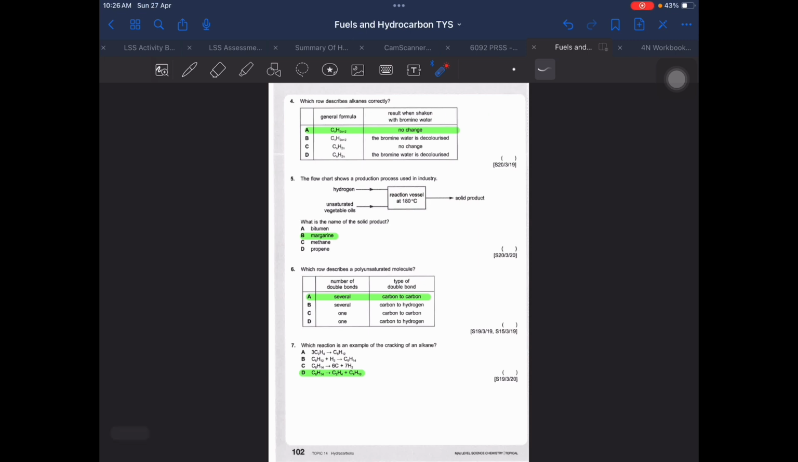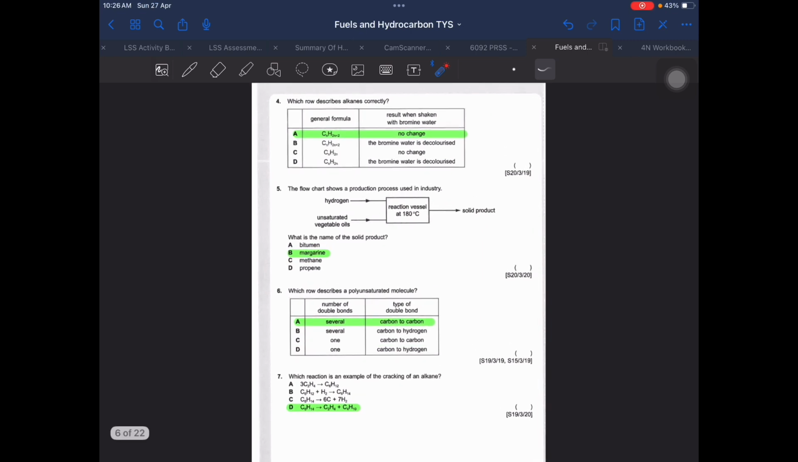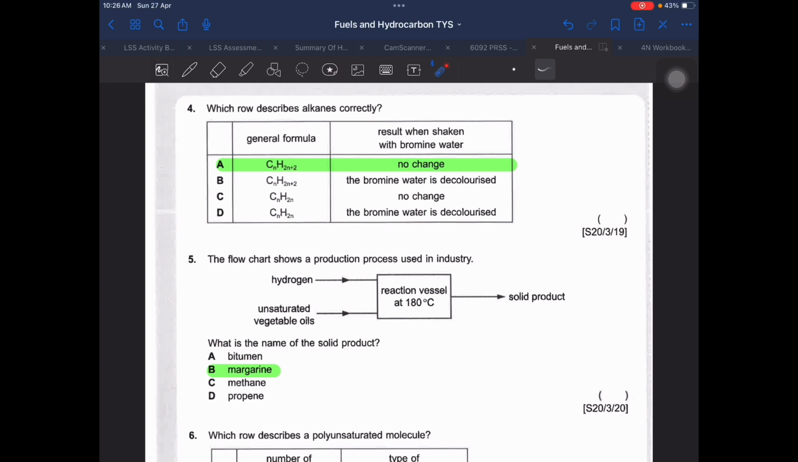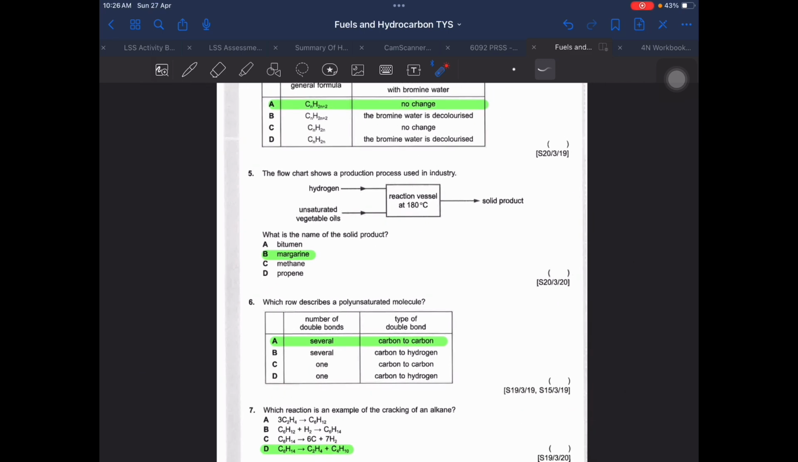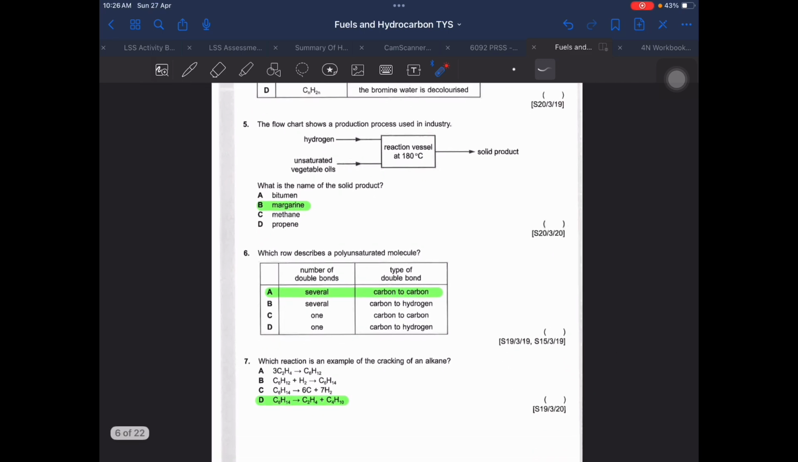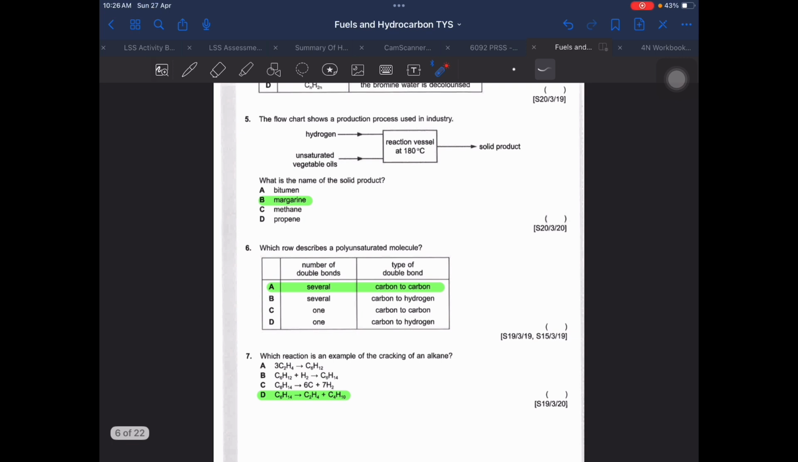On the page of 102, you realize that question 4 is actually the same logic of the previous question 2, right? But this time around they're asking about alkene. That's why you see there's no change when there's bromine water. But if it's an alkene, then there'll be a change, right? So for this question, what I want to talk about is actually question 6. As for question 5 and 6, sorry.